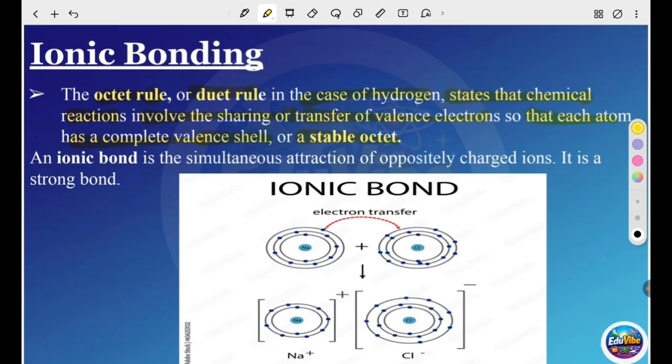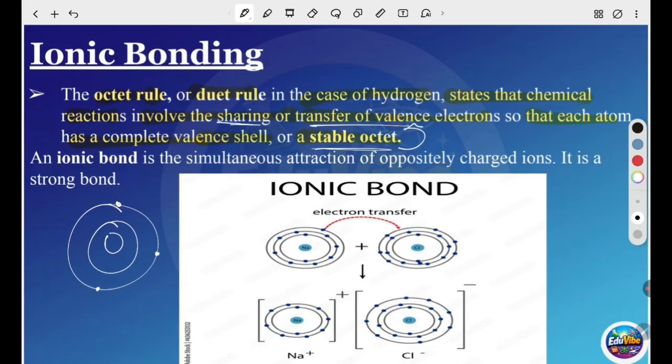The octet rule states that we either share or transfer the valence electrons to complete the valence shell. The valence shell is the outermost shell. If aluminium has three energy shells and in the outer shell it has only three electrons, there should be eight, or we have to take the three out, to satisfy the octet rule. So we have to satisfy the octet rule by sharing or transfer. We will do sharing and transferring in later lessons, and we will learn how we can stabilise atoms with these two methods.